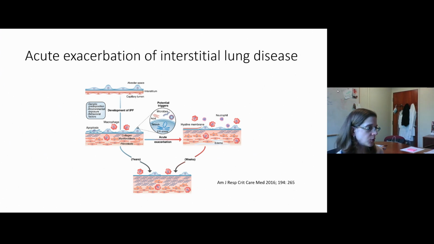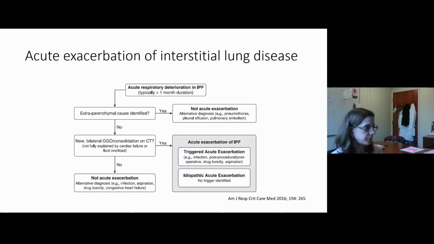And in distinction to IPF, which is mostly involving macrophages, fibroblasts, and myofibroblasts, in the setting of an acute exacerbation, you'll see more of a neutrophilic infiltration with a lot of airway edema. And ultimately, you'll see deposition of hyaline membranes and a diffuse alveolar damage pattern on histology.